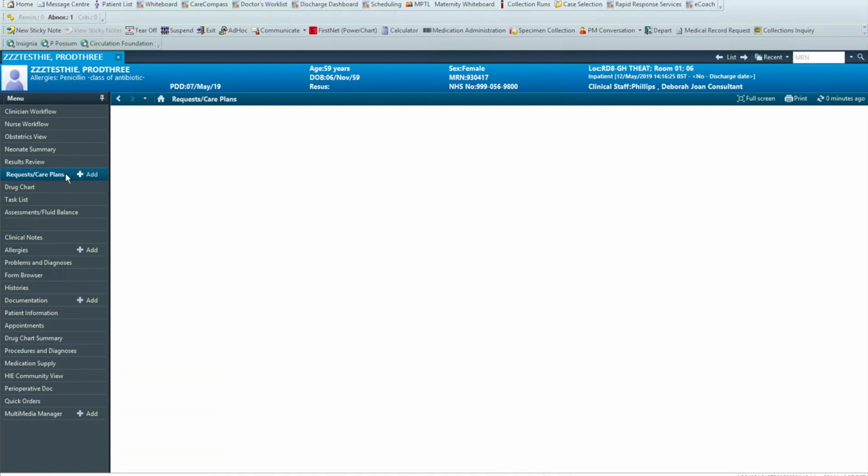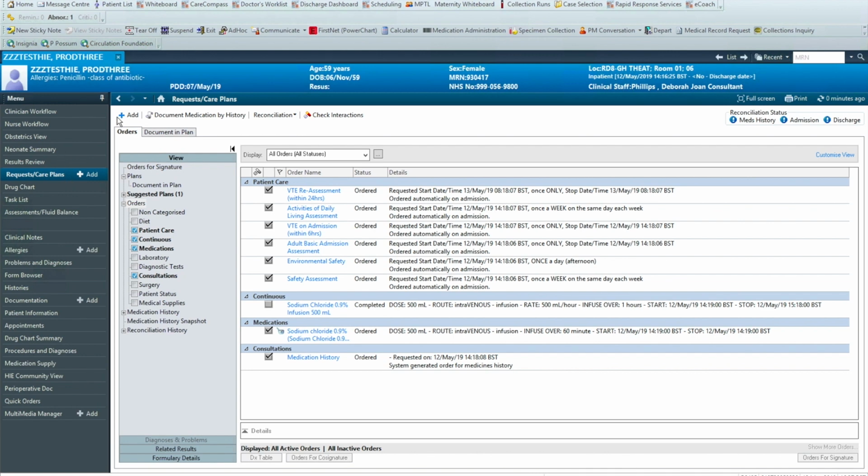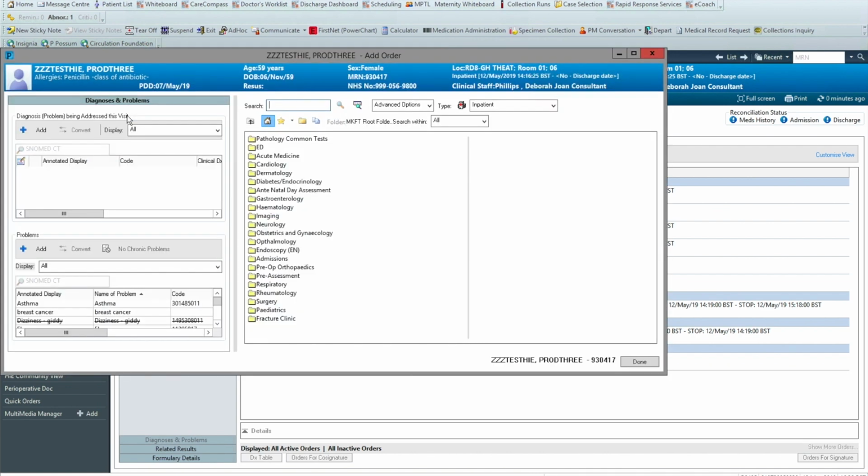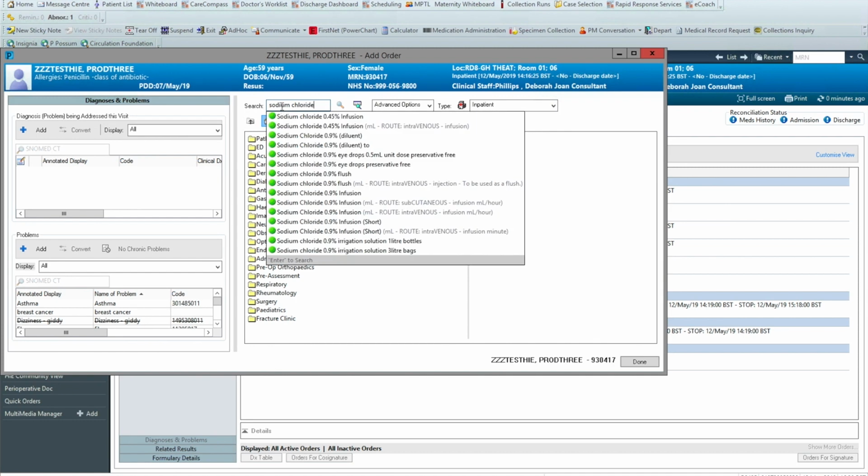Your access is in the same place as your other orders, and it's available for both normal saline and plasma light. And if you need to make additives to either of these, you can do so in the usual way. So if I'm searching for sodium chloride, I just need to go a little bit further down the list here to the short infusions.